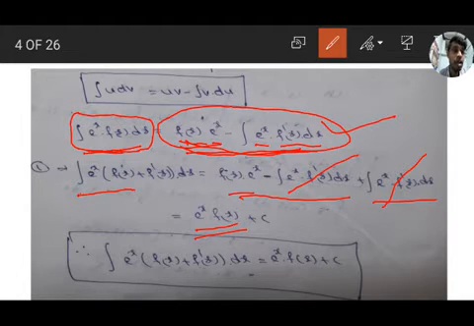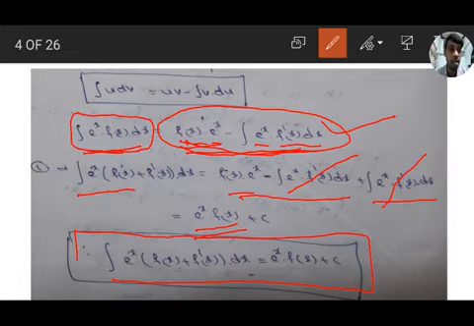After integration we have to add plus c. Therefore, the formula we have to remember is integration e to the power of x into f of x plus f dash x dx equal to e to the power of x into f of x plus c. Integration e to the power of x into f of x plus f dash x dx equal to e to the power of x into f of x plus c.